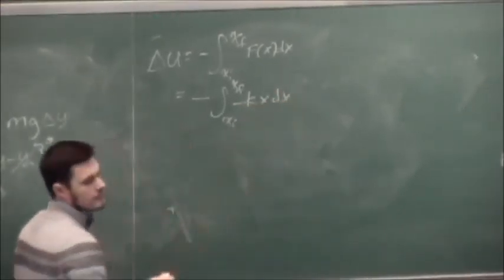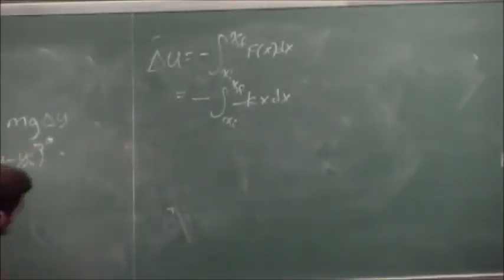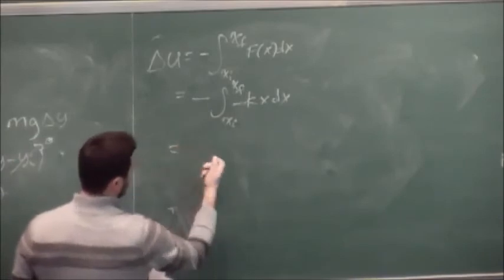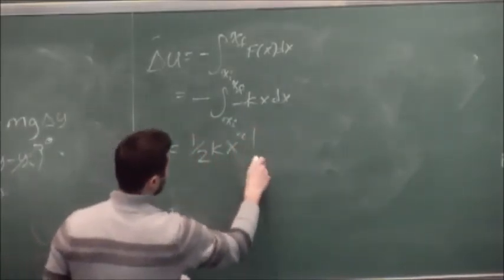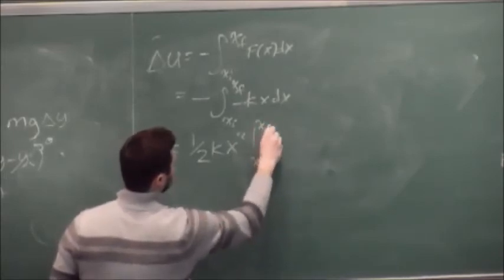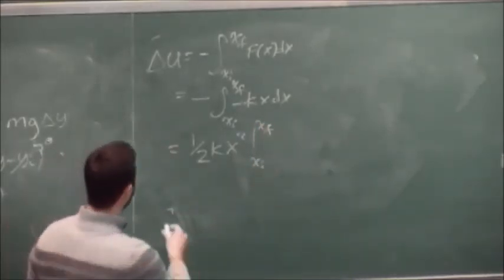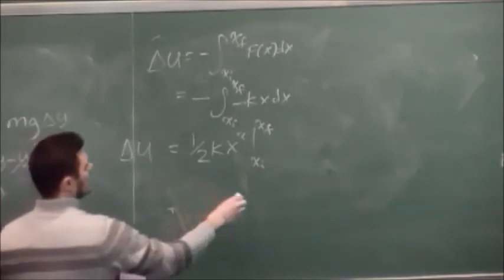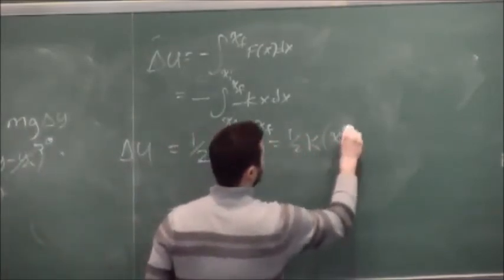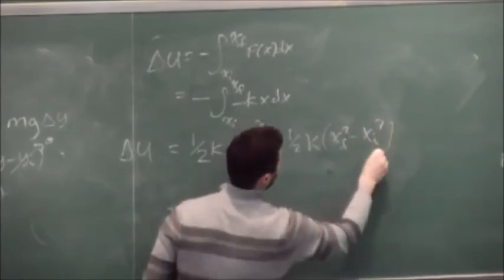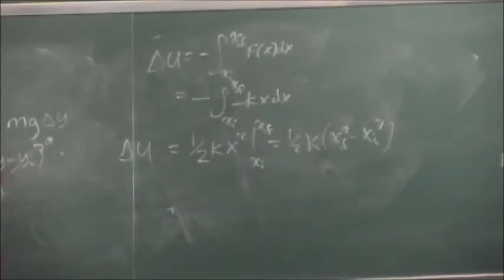Now here it's not a constant. So we do our integral, the negatives cancel, and we get 1/2 kx squared from some initial to some final, right? And so the change in potential is equal to 1/2 k times x final squared minus x initial squared. You may not have seen it in this form, but in a second, just like what we did over here, we'll get down to one that's simpler.